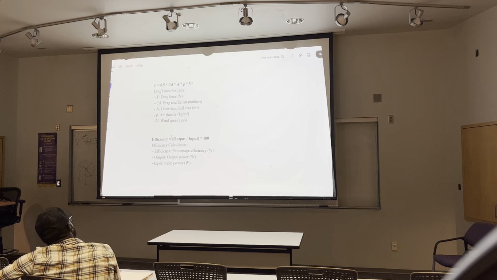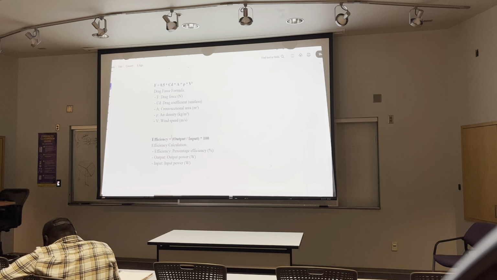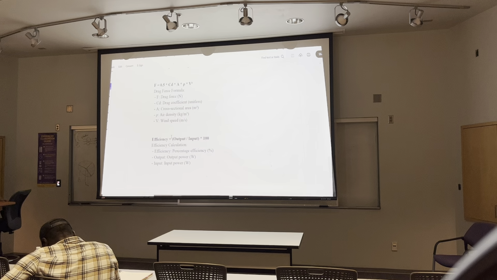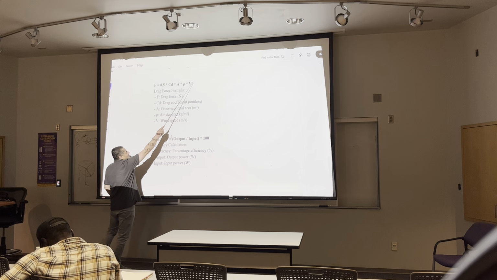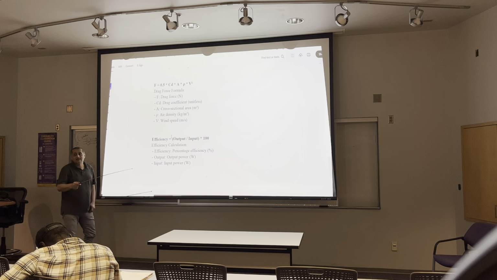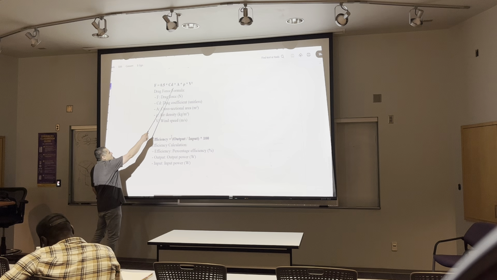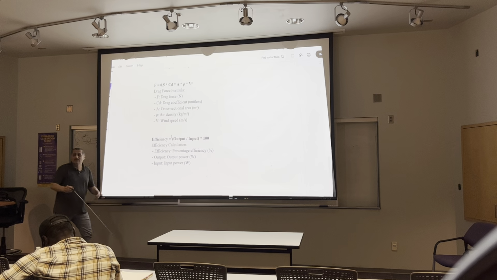F is the drag force and CD is the drag coefficient, also unitless, and A is the cross-section area. F equals 0.5 CD A rho V squared, not V cubed. This is not cubic, it is squared.